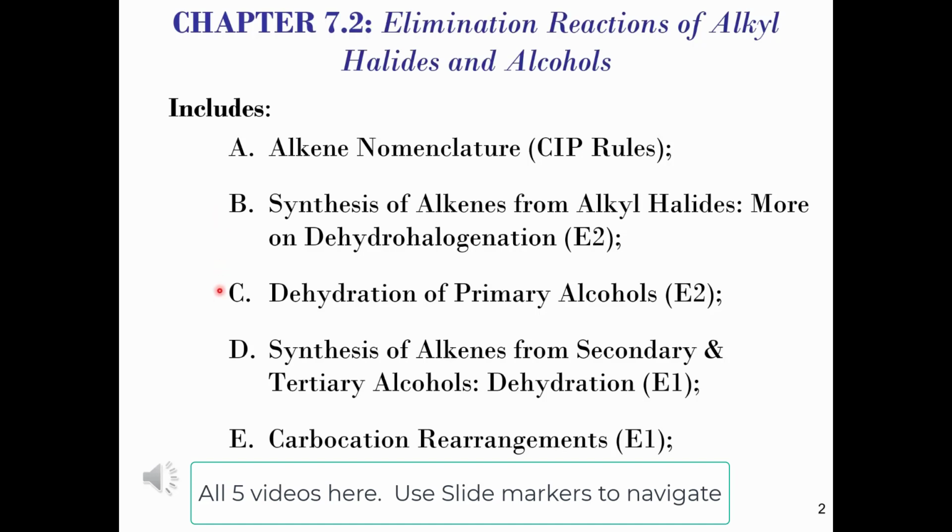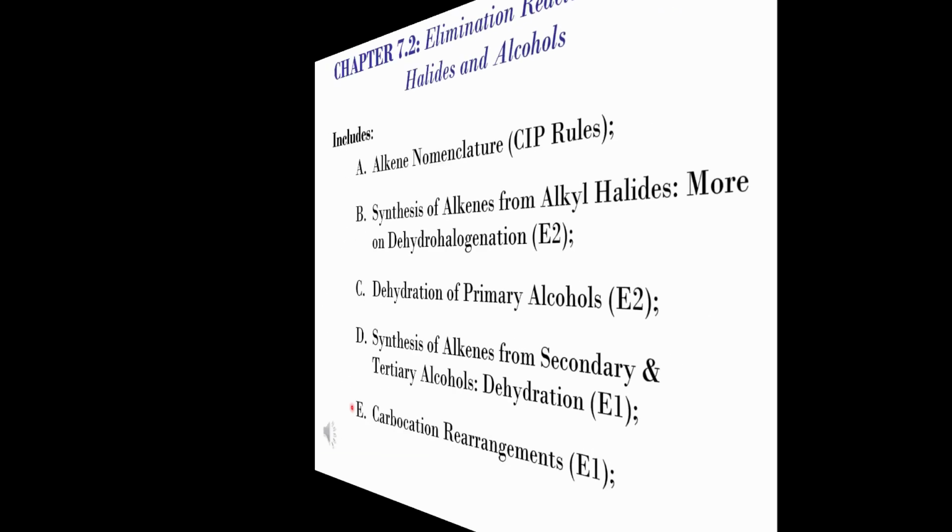The third video considers a variant of the E2 reaction called dehydration, and this is specific to primary alcohols. The fourth video considers the synthesis of alkenes from secondary and tertiary alcohols via E1, and the last video considers how carbocation rearrangements occur from secondary carbocation intermediates.